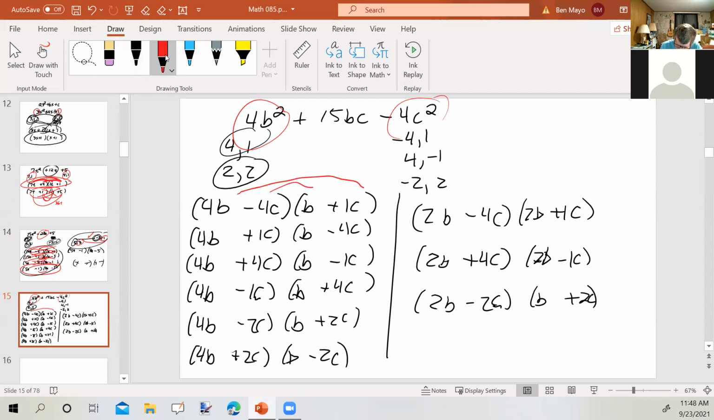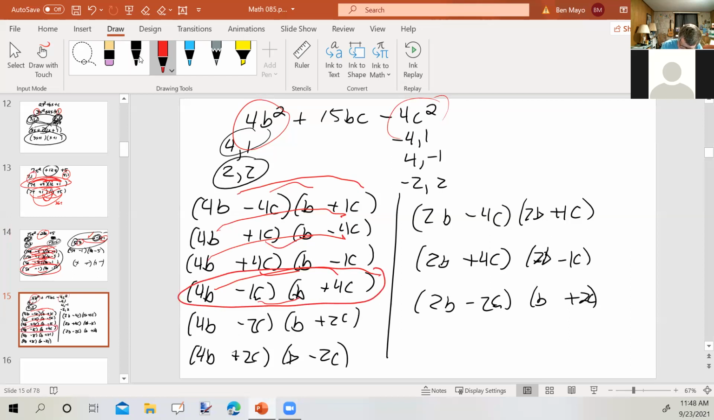4BC minus 4BC is 0BC. That's not going to work. Minus 16BC plus 1BC is minus 15BC. Oh, interesting. Right number, wrong sign. Let's see. Minus 4BC plus 4BC. That's going to cancel. 16BC minus B. Oh, there we go. Right there. There's our answer.